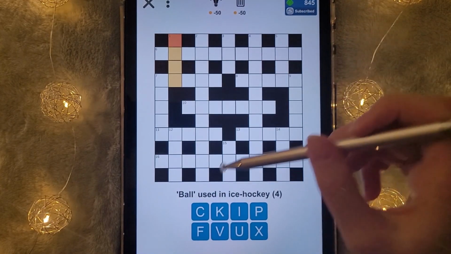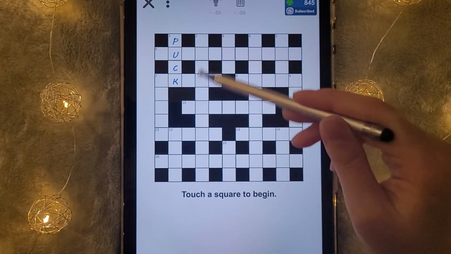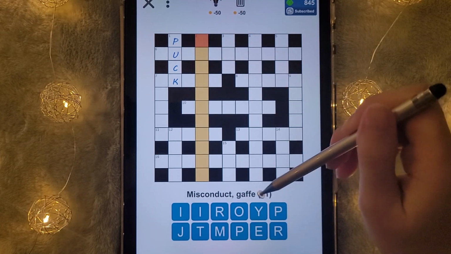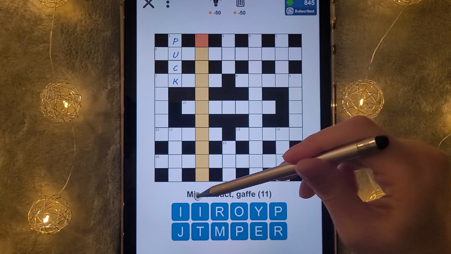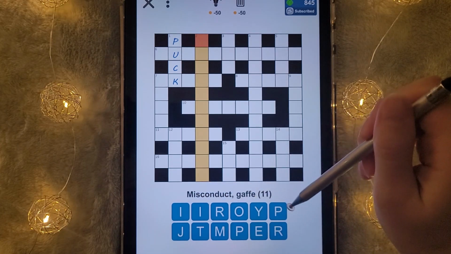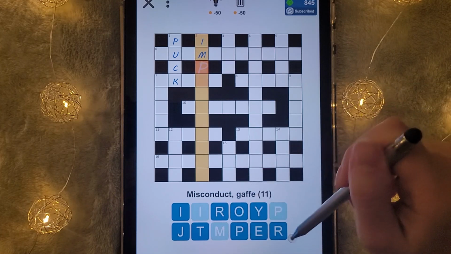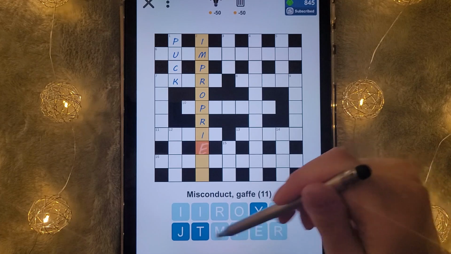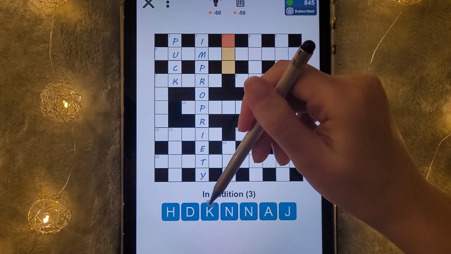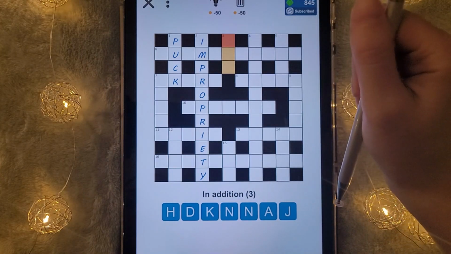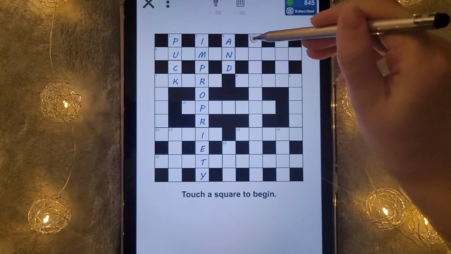So, ball used in ice hockey. I believe that is a puck. And let's go on to the 2, which is a pretty long word. And it's just one word. It's 11 letters. Misconduct or gaffe. I wonder if it's impropriety. Okay. Let's do 3. In addition. It could be and.